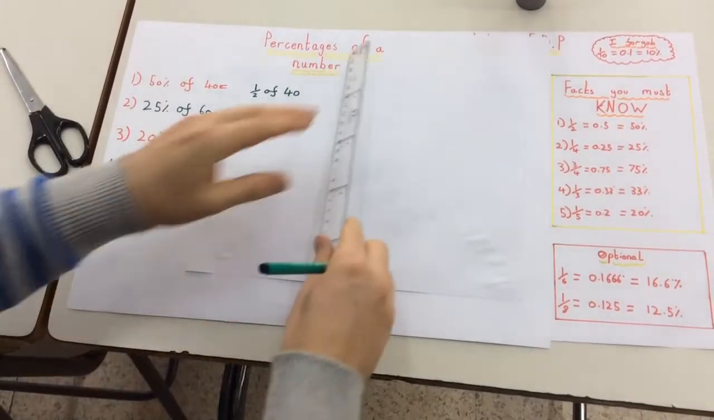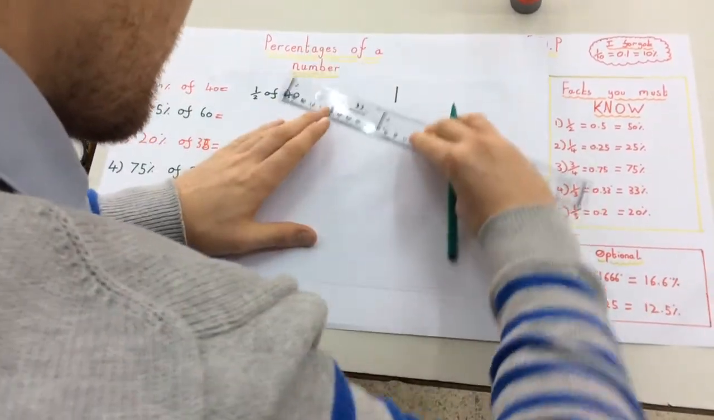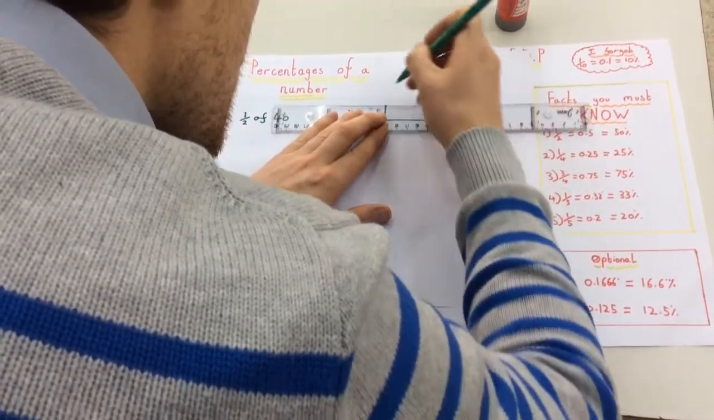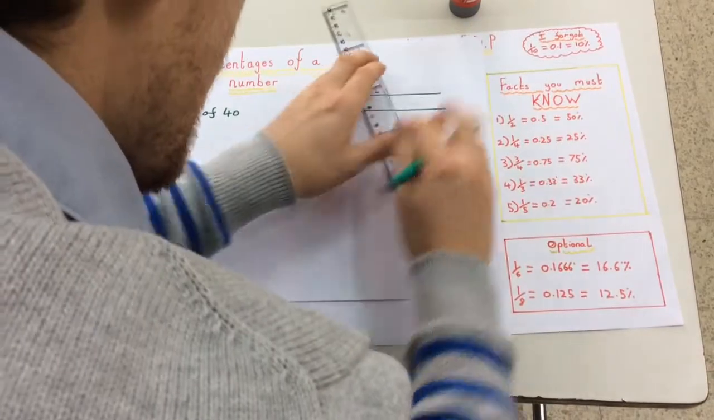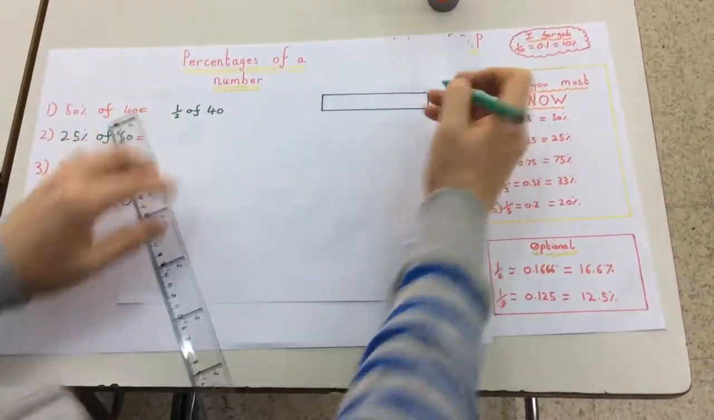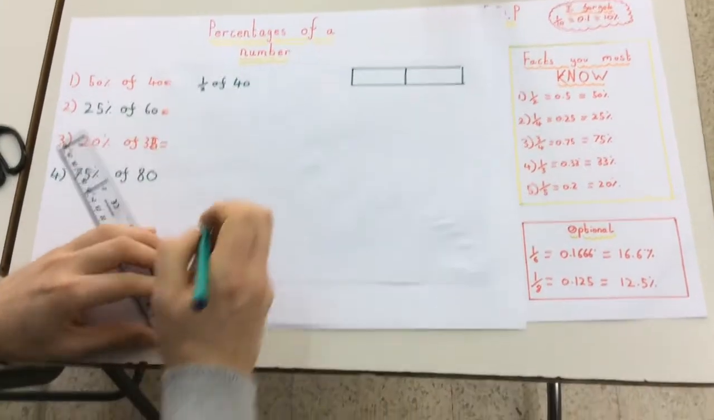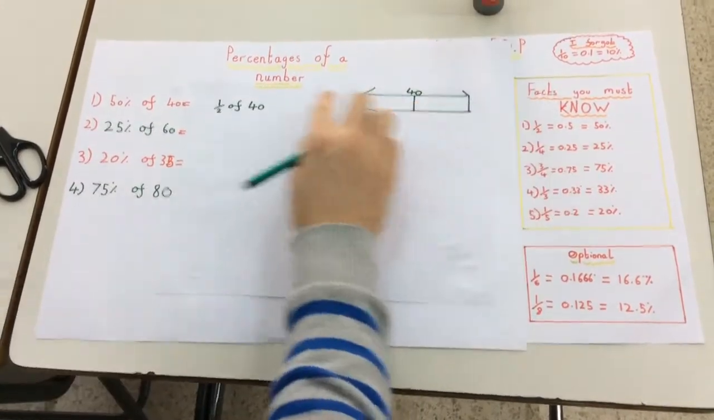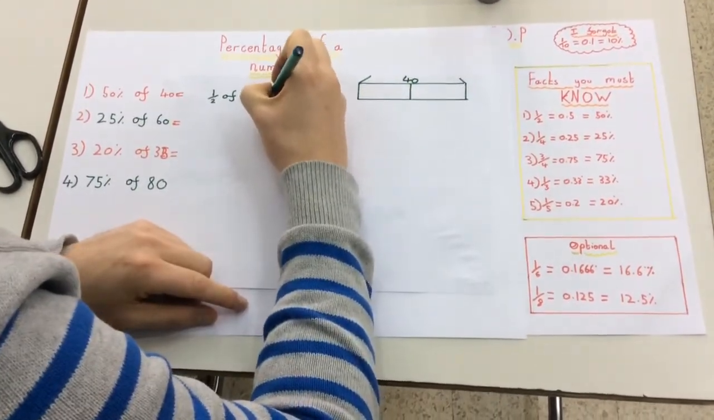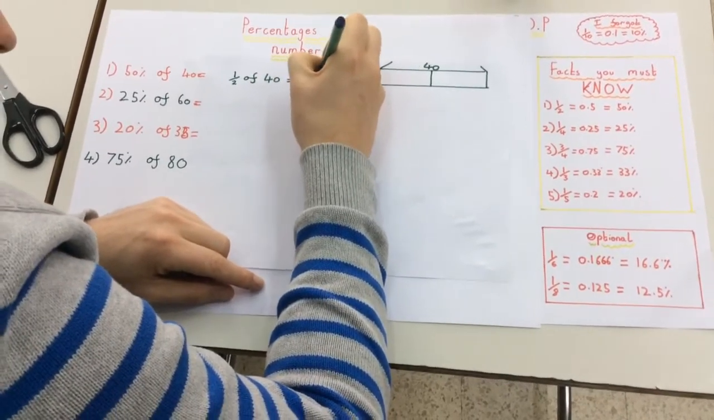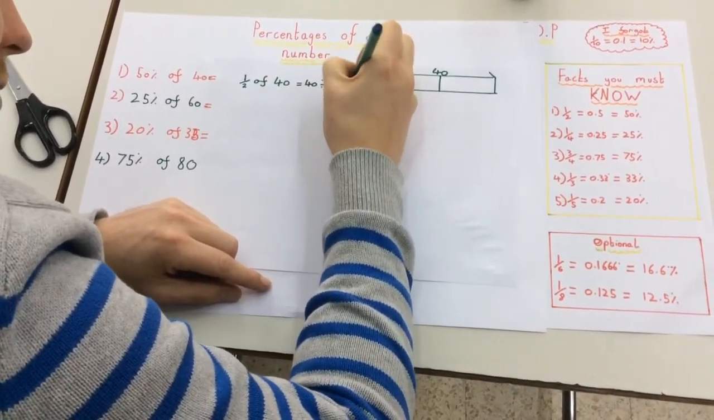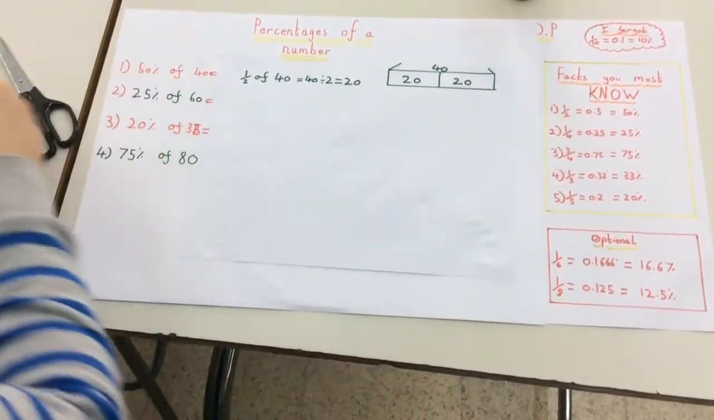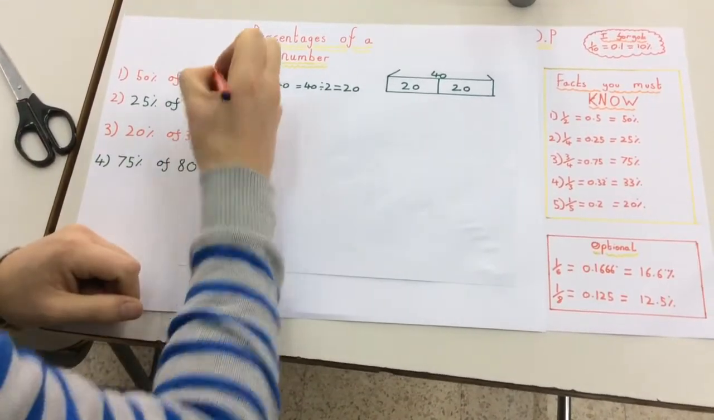So then I'm going to draw a bar. And I have to divide this bar, because I want a half, into 2 equal parts. My whole is 40. To find out what one part is, I'm going to do 40 divided by 2, which equals 20. So this is 20 and this is 20. So the answer to 50% of 40 is 20.